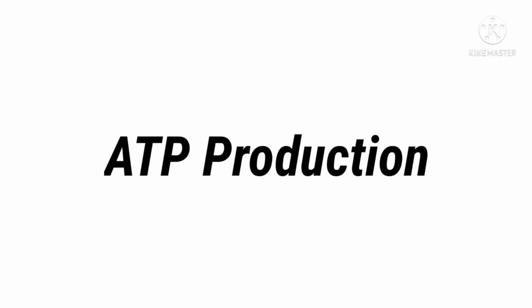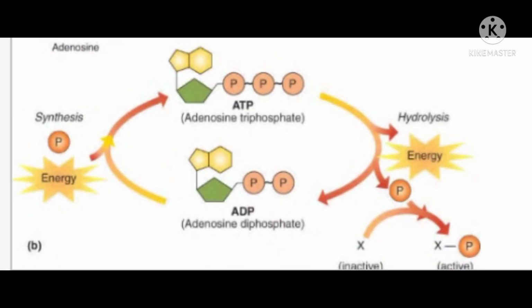Now, let's proceed to ATP production. ATP, or adenosine triphosphate, is the preferred source of usable energy for all cells. Breaking the bond of the third phosphate releases an ideal amount of energy. The bond is easily broken. This is why organisms convert food energy to ATP energy.